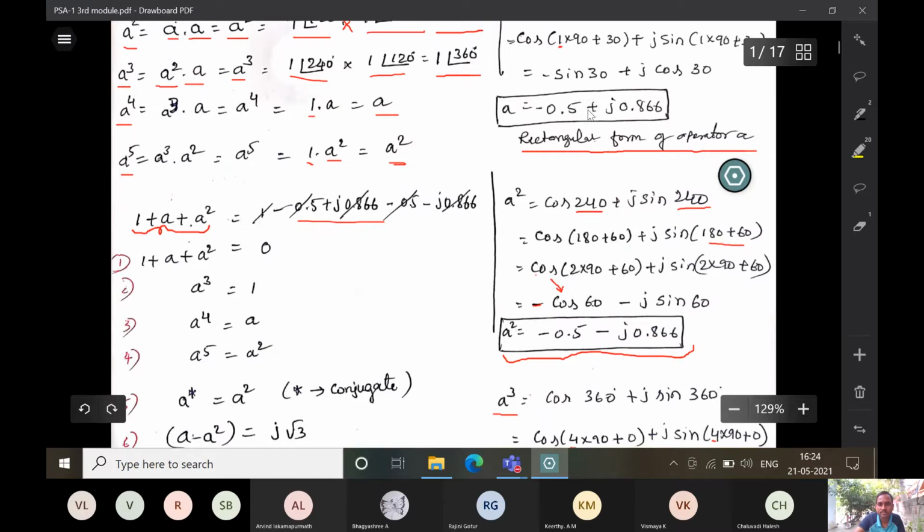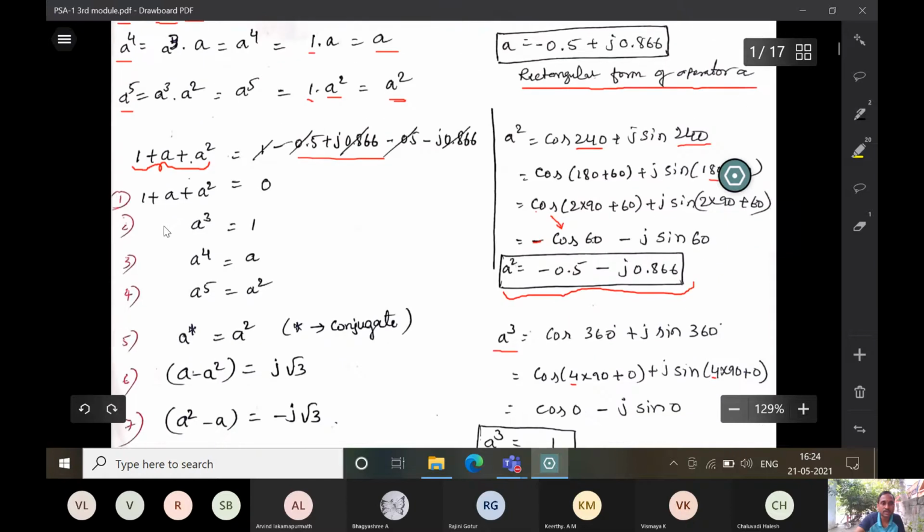It is minus 0.5 plus j0.6. Here, minus 0.5 minus j0.6. So minus 0.5 and minus 0.5 is equal to minus 1. Minus 1 plus 1 gets cancelled, and plus j0.866 and minus j0.866 will be cancelled. So then we can write 1 plus a plus a square is equal to 0. So this is the equation.